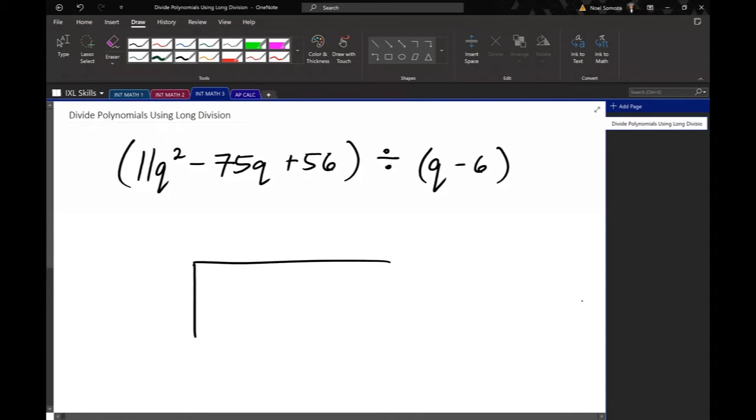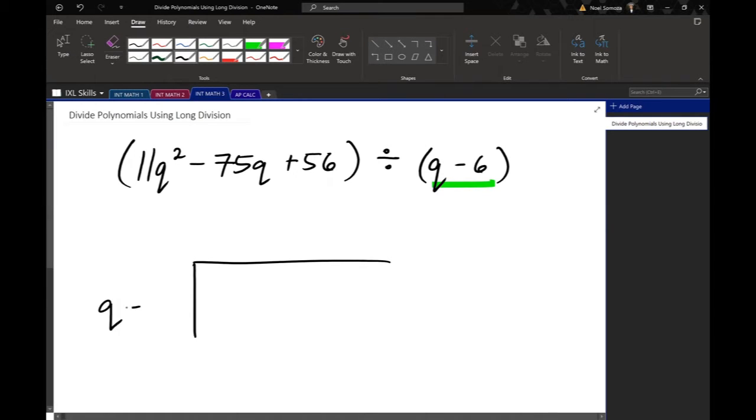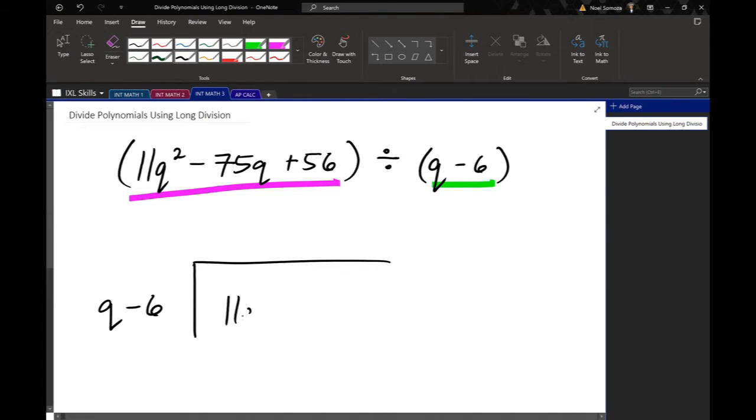All right, once again, we're looking at how to use long division in order to divide polynomials. So our divisor, q minus 6, is the term that goes on the outside of our division box. The dividend, 11q squared minus 75q plus 56, goes inside our division box. So, 11q squared minus 75q plus 56. Let me extend this bar a little bit.